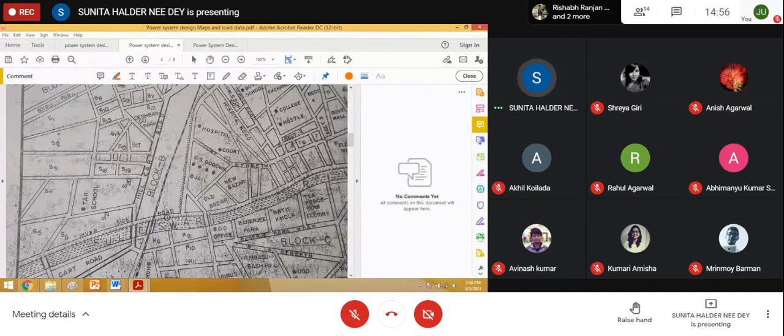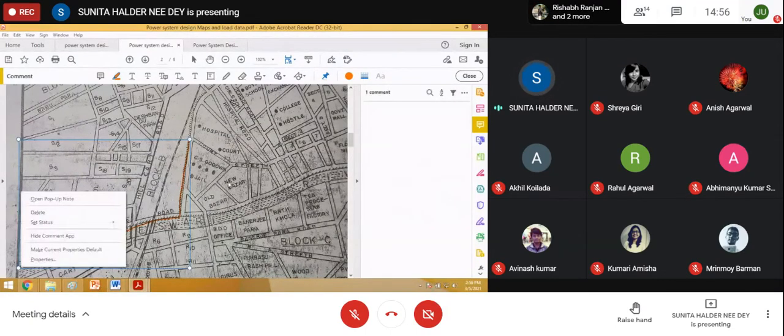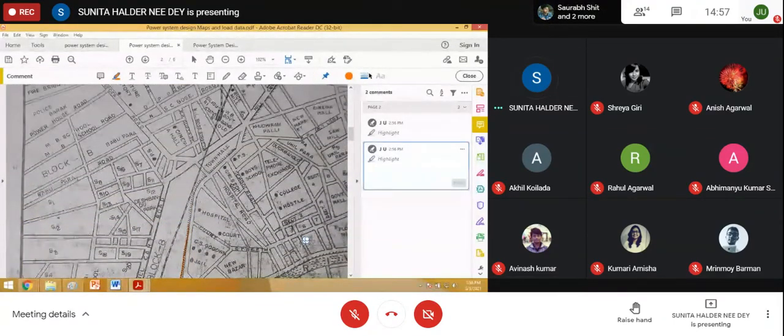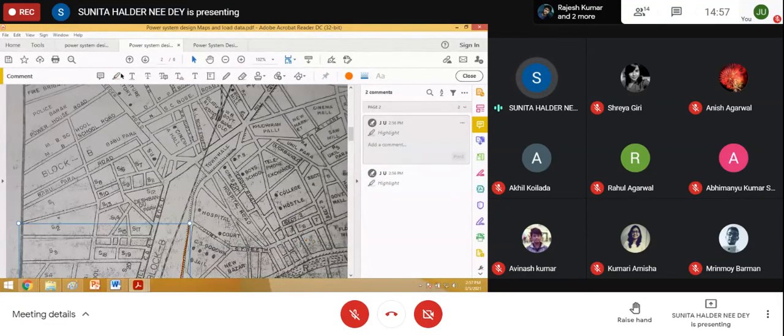This hash line is for this road, Riverside Road, on the lower side, and this one is for this side on the upper side. So for block B, the boundary will be like this. You follow the hash line, right? So in that way, you follow the hash line and take the printout of that particular block only. You have no need to draw this hash line. You just take the printout of that particular block.